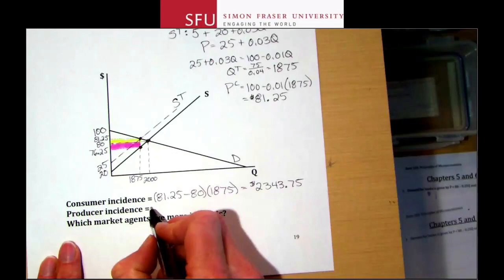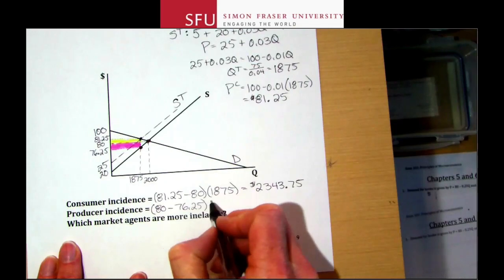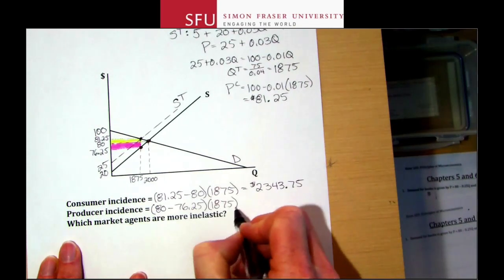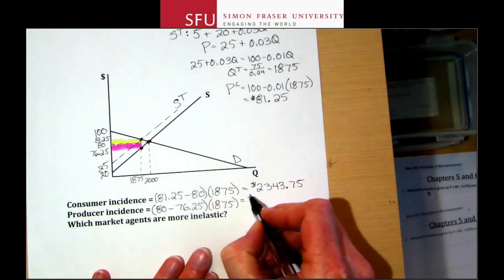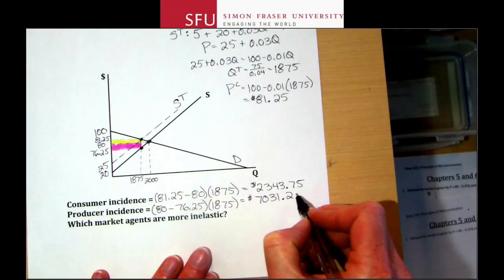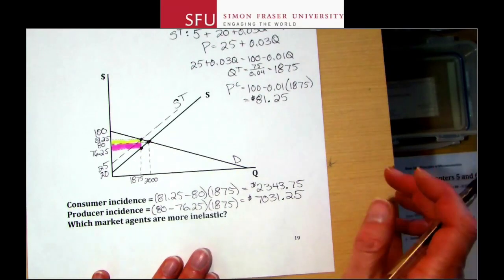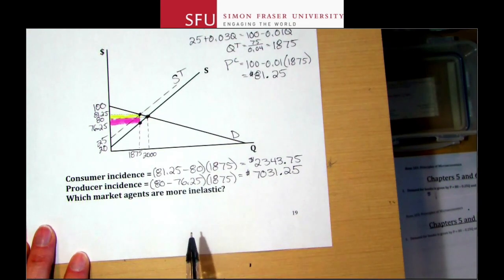Okay, and then for the producers, the price was 80. Now they only get 76.25. And yeah, so the producers are paying more of the tax. That is because their supply is more inelastic compared to the demand curve. So the supply curve is a little bit steeper compared to the demand curve.